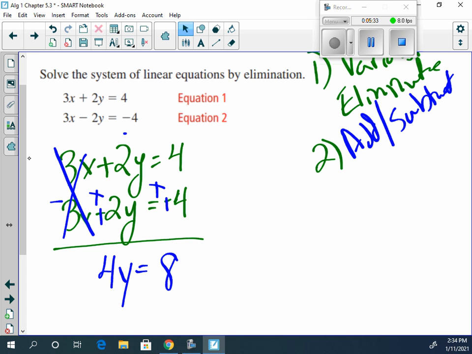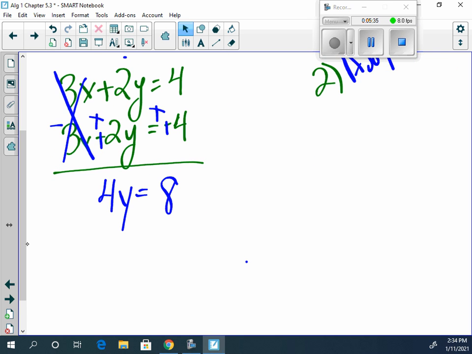So we subtracted the x's. Well, 3x minus 3x gave us 0. 2y minus negative 2y: the negative and negative made a positive, so that gave us 4y. And 4 minus negative 4, again, negative and negative made a positive, gave us 8. So now I'm left with what? 4y equals 8, yes? Let's solve that for y.